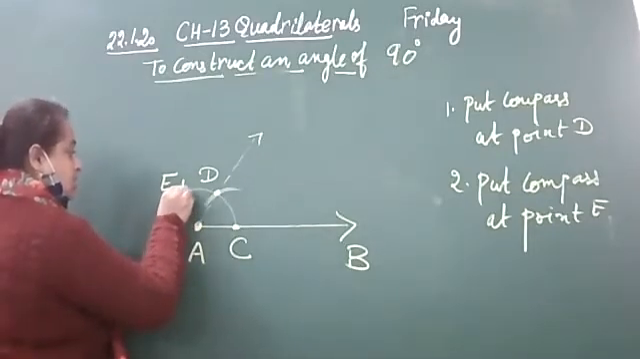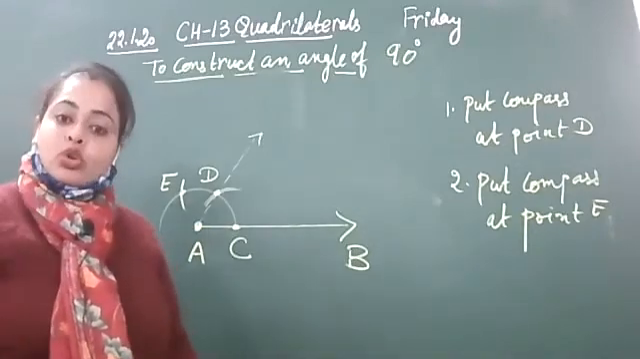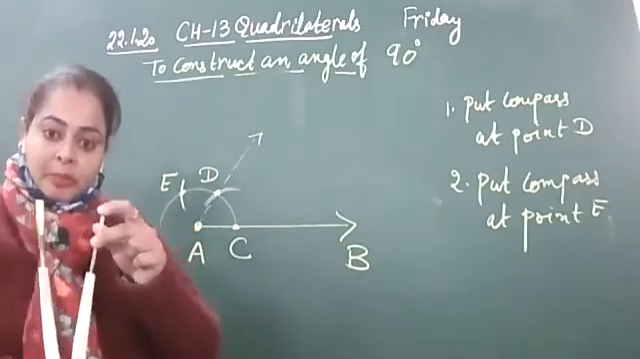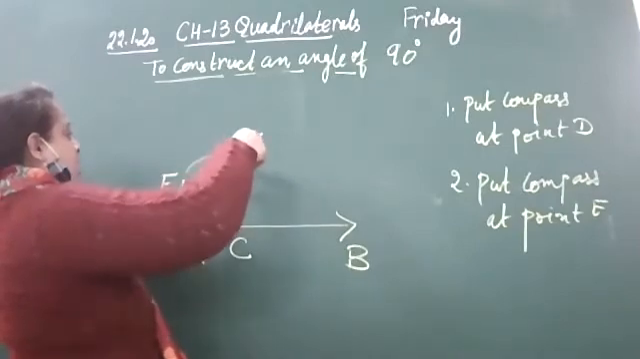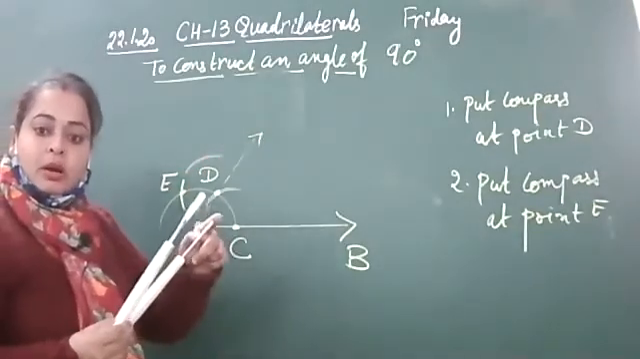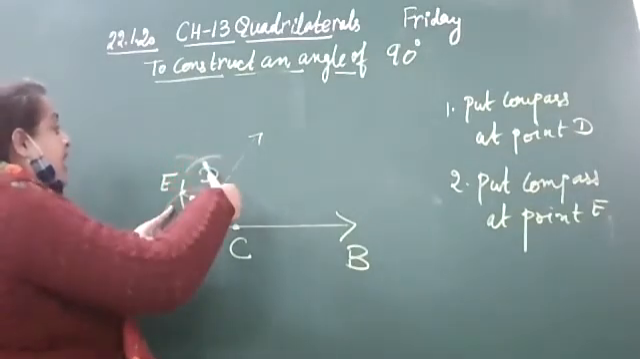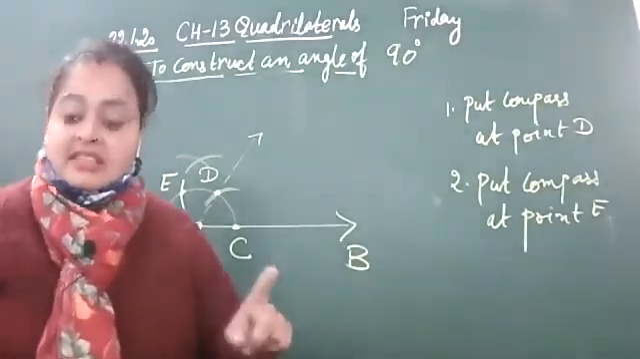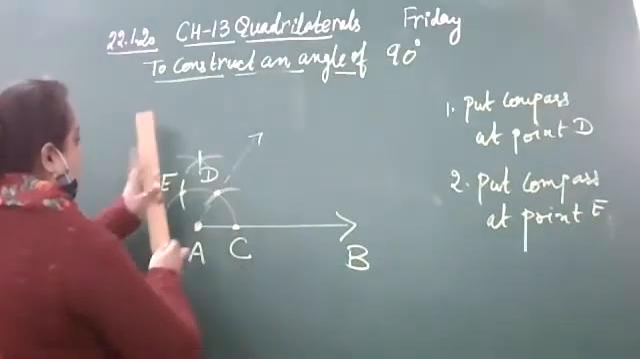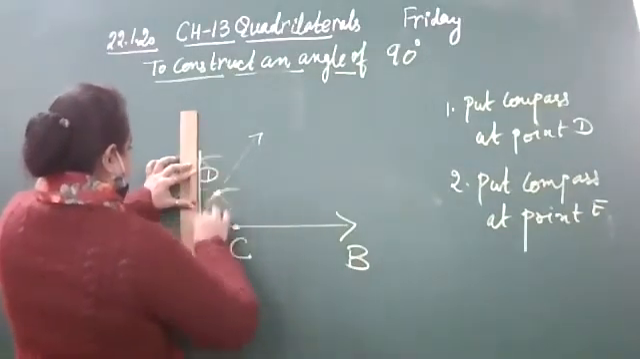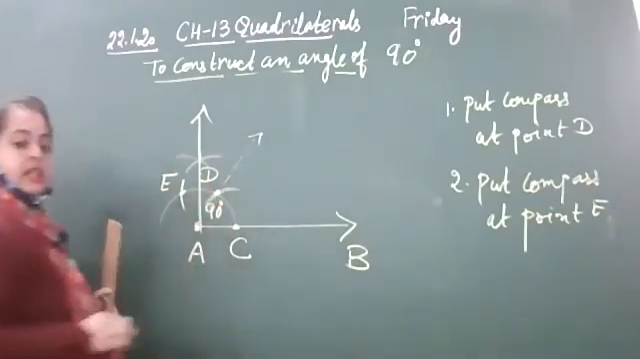This is E. Now, to construct an angle of 90 degree, I am going to put the sharp tip of this compass at D. This is arc. After that, put your compass at E. One more arc and you will get X letter. Okay. Now, from this, draw a ray. And this is an angle of 90 degree.